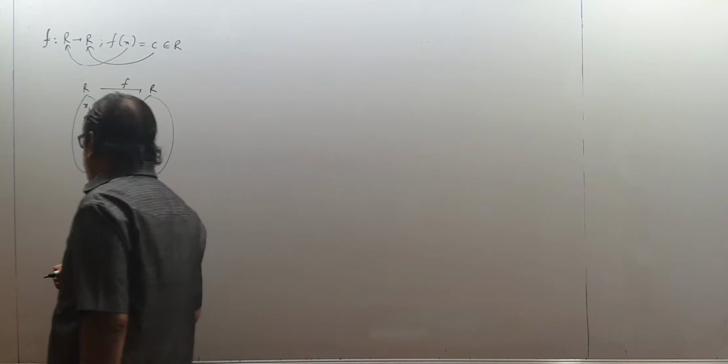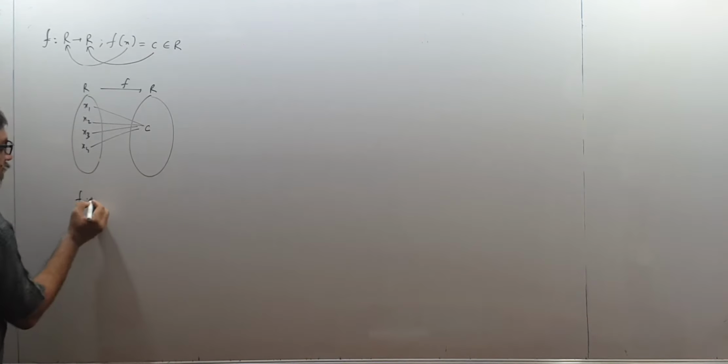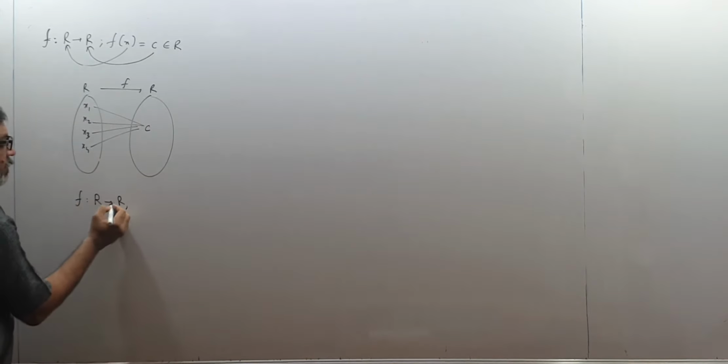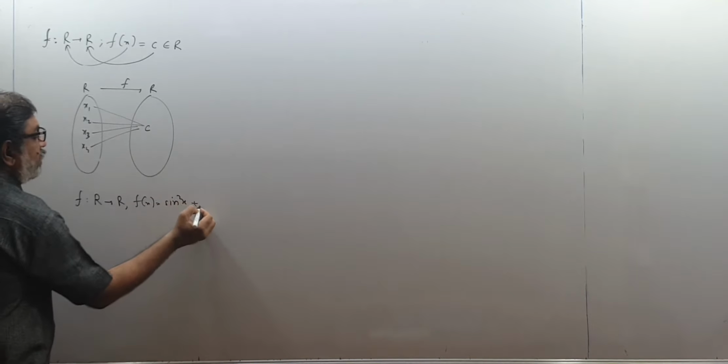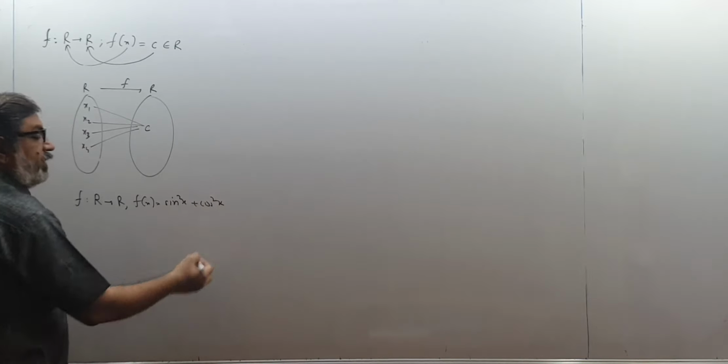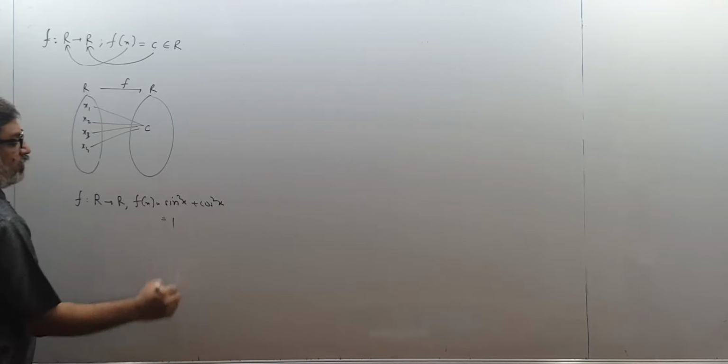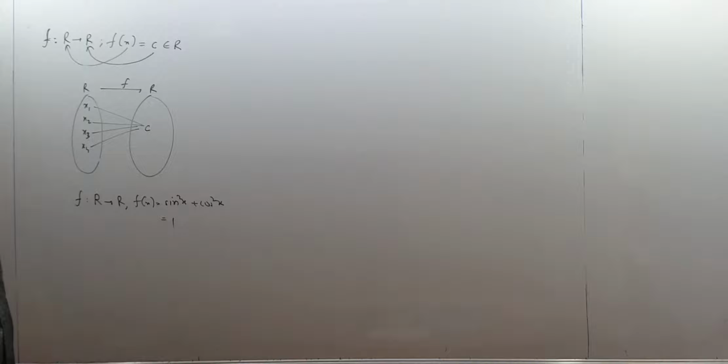For example, if I have a function like this, f is a function from R to R, f(x) equal to sin square x plus cos square x. So children, you know the value of this will remain constant, always equal to how much? 1. So this is the case of a constant function. Whatever may be the value of x, 30 degree, 45 degree, 60 degree, the answer will be always 1.